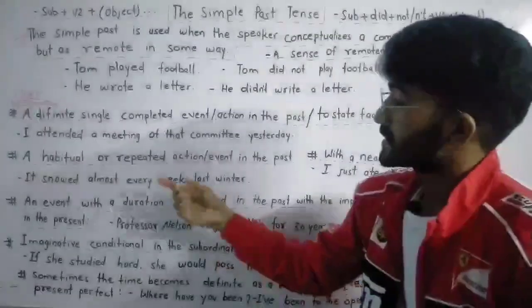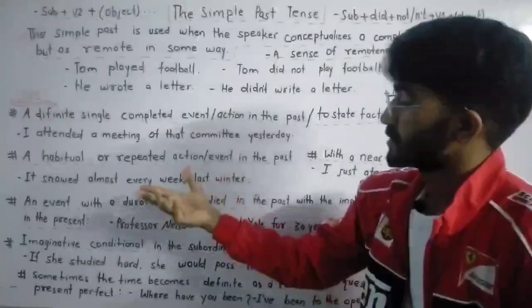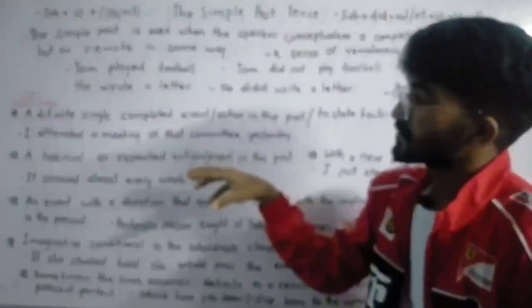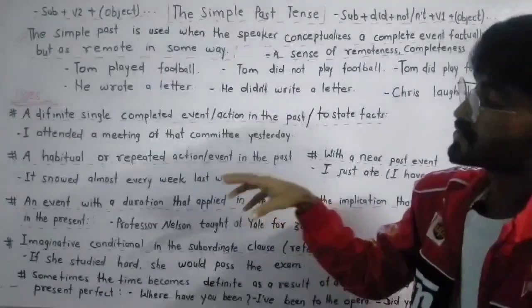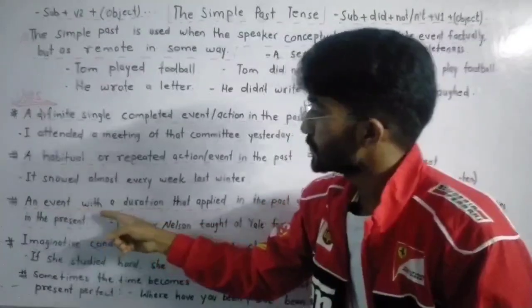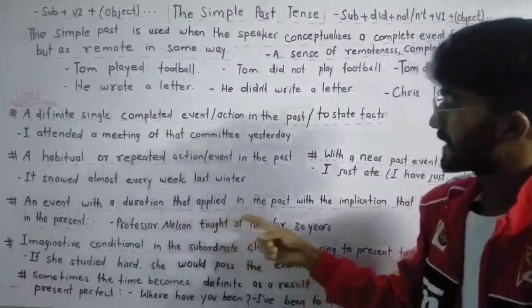The second week it snowed. The third week it snowed. So it snowed repeatedly. In such a situation we can use the simple past tense. And another one is an event with a duration that applied in the past.